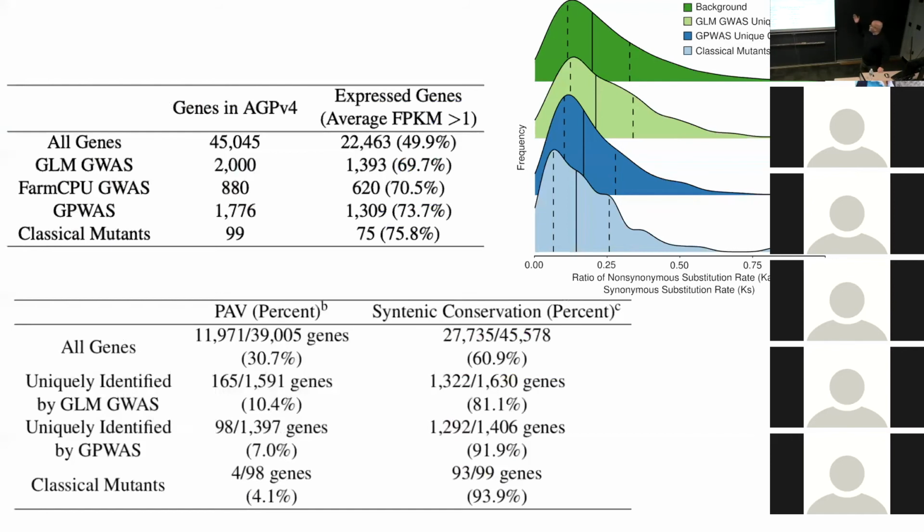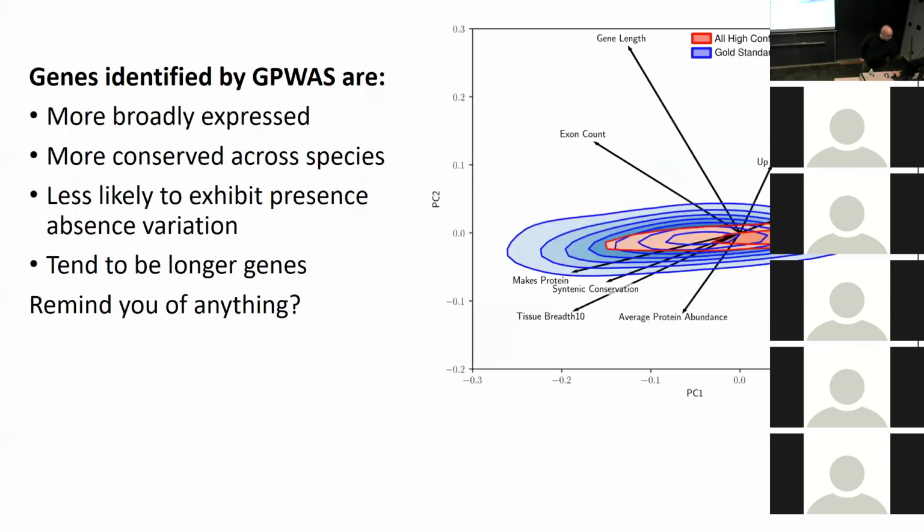And the approach that Jakai is using seems to identify a population that looks even more like those classical mutants than conventional GWAS. So to summarize, we're identifying this population of genes that we think are associated with phenotypic variation. They're more broadly expressed. They're more conserved at the same positions across species. Less likely to exhibit presence-absence variation. They also tend to be longer genes, which we see also for the classical mutants.